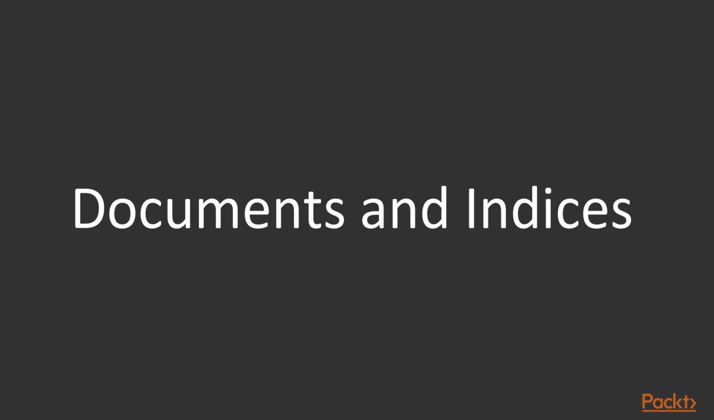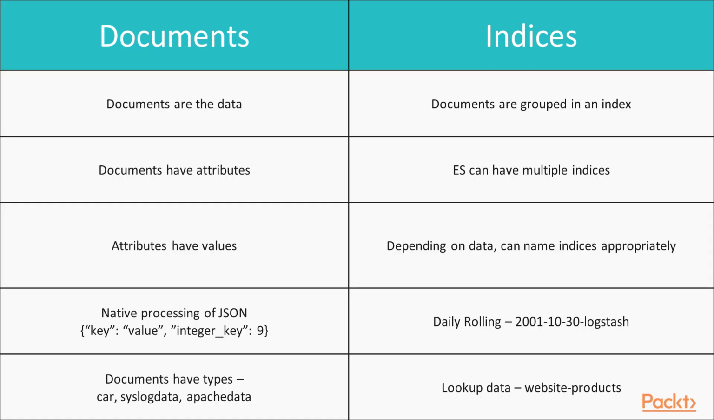Documents and indices. When you put data into Elasticsearch, each piece or grouping of data you put in there is called a document. If you think about a syslog entry, a NetFlow record, an audit log, or even information about a book or a movie, that group of data is called a document.